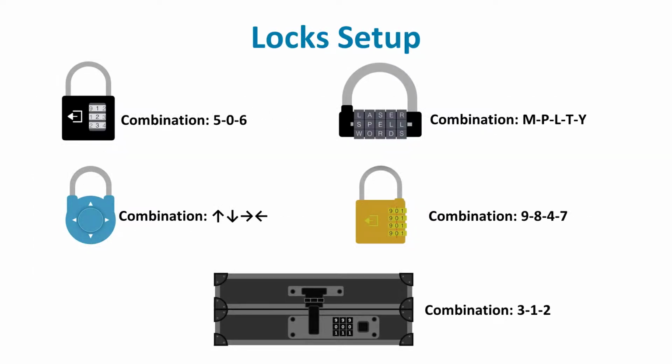Let's start by taking a look at the basic lock setup. You'll need to set the 3-digit combination lock to 506, the directional lock to up, down, right, left, the alphabet multi-lock to M, P, L, T, Y, the 4-digit combination lock to 9847, and then the 3-digit combination small box should be set to 312.